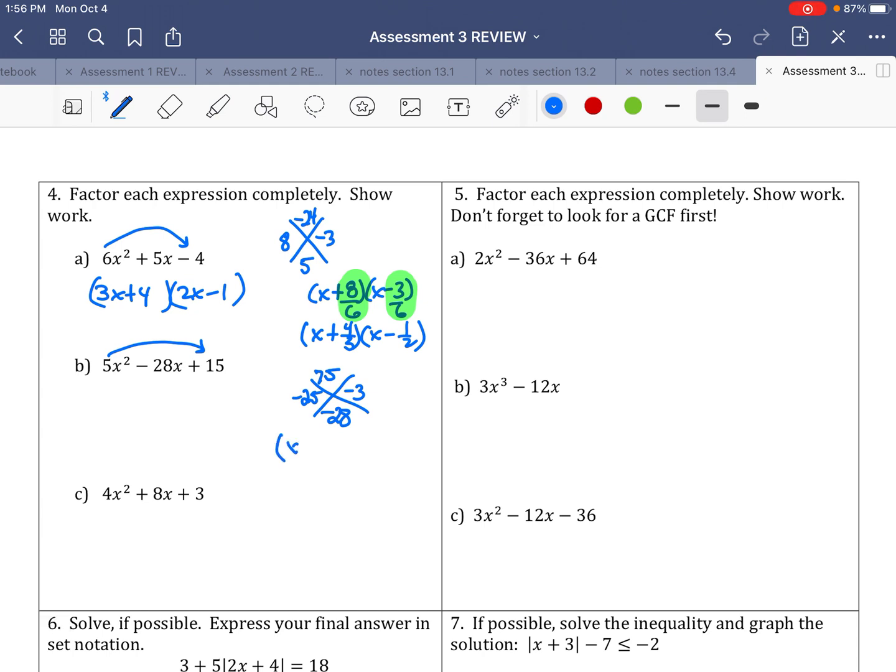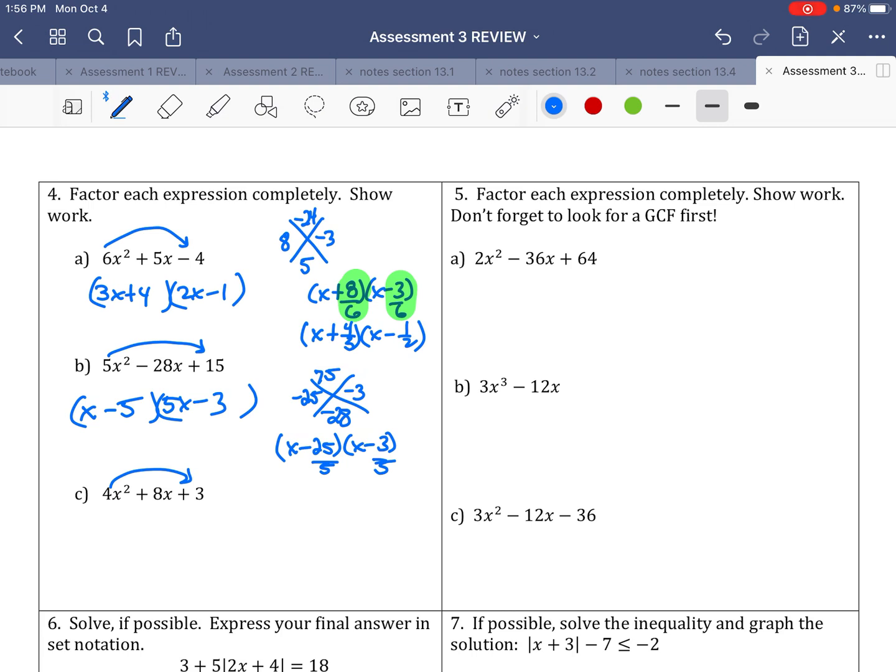All right, let's see. So let me do it over here. So x minus 25 and x minus 3, divide them by 5. All right, so this is kind of a normal one. 25 divided by 5 is 5, and 5 doesn't go into 3, so 5x minus 3.